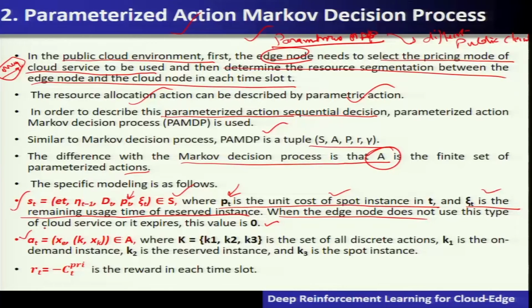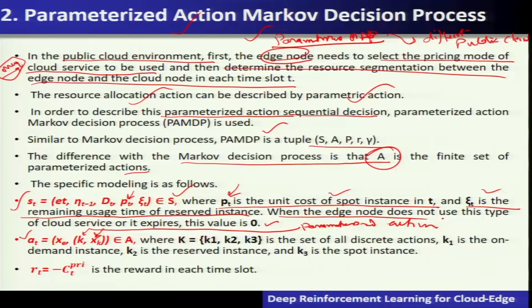Now, action which is parameterized, let us see how it is different from the previous Markov decision problem formulation. If you recall, in the previous case the action was XC and XK, but now this XK, that means the cloud fraction, is parameterized with K. So K is the parameterized action.